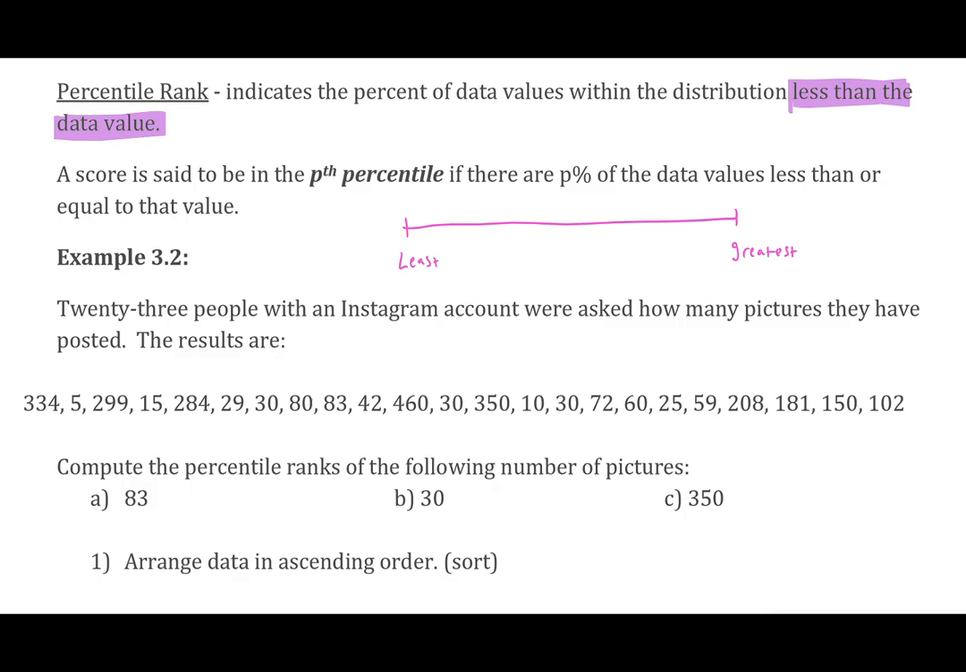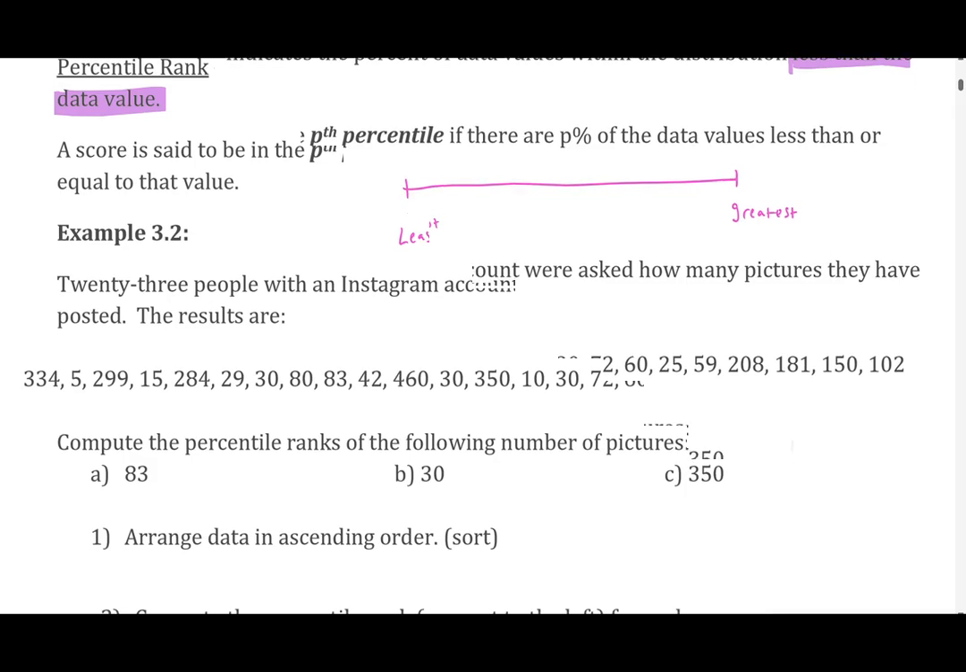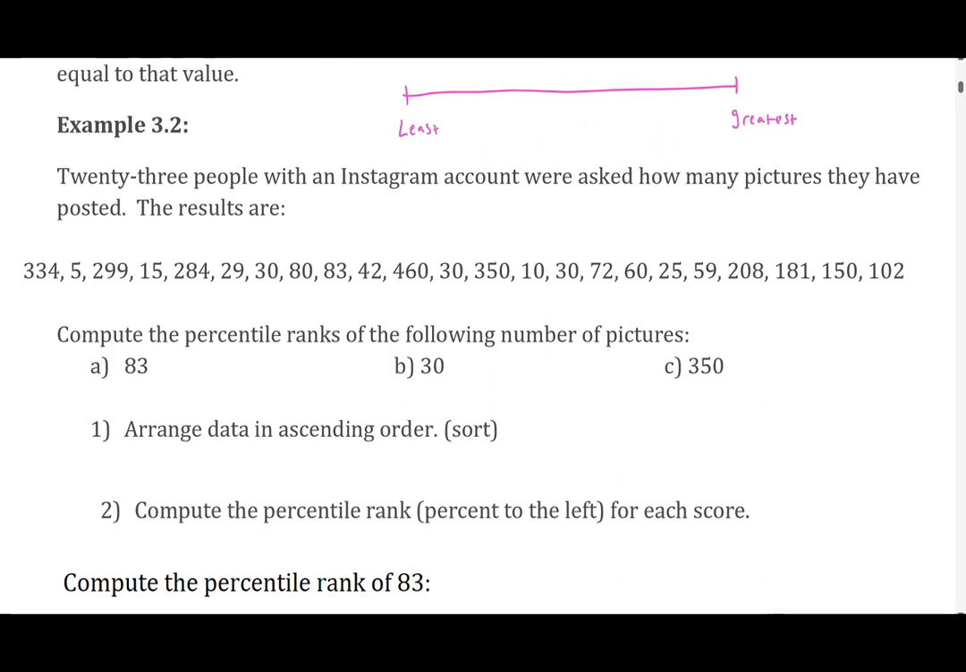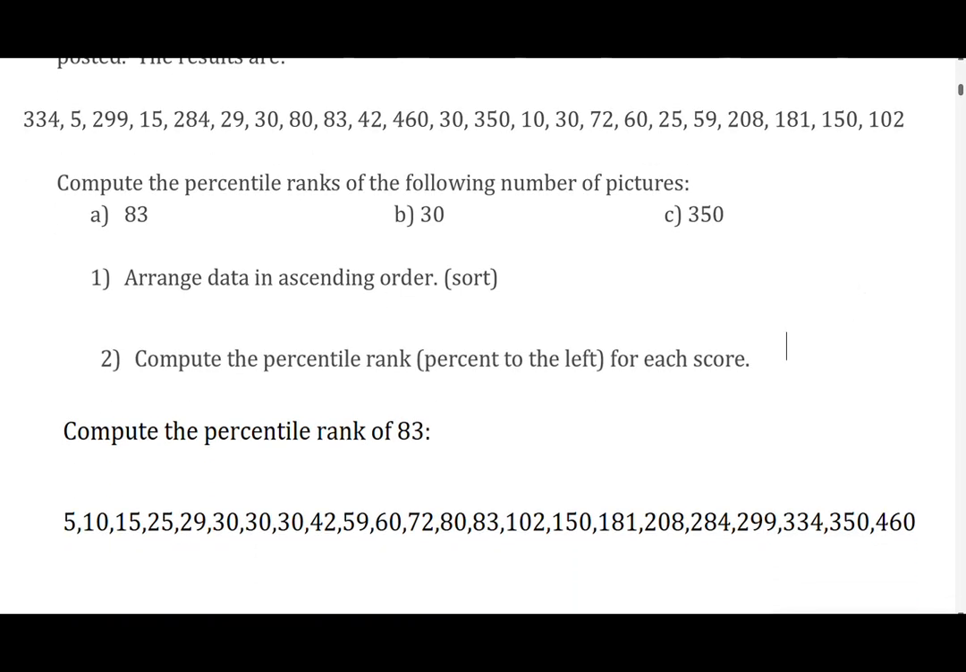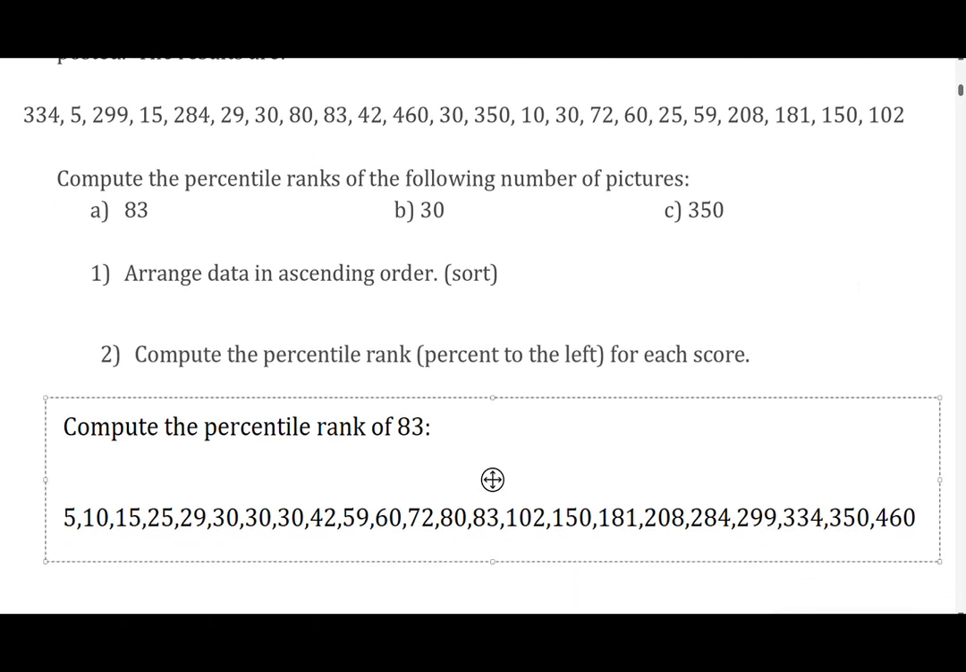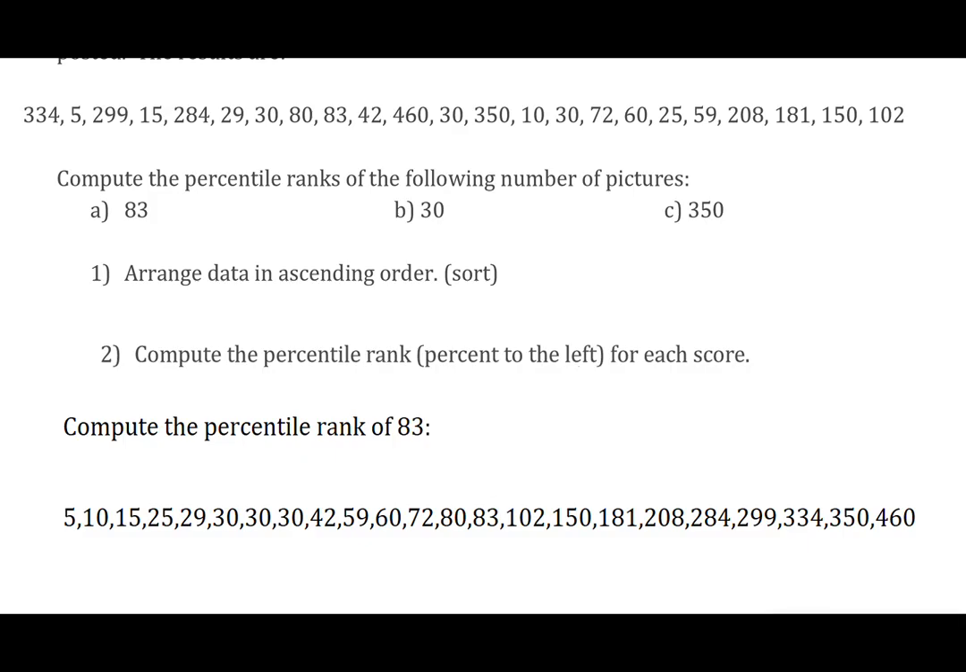Example 3.2 says 23 people with an Instagram account were asked how many pictures they have posted. The results are, and then there's a list of raw data here. Compute the percentile ranks of the following numbers of pictures. Well, in order for us to compute the percentile rank, first thing we need to do is arrange our data values in ascending order. I have done that already. And then the second thing we need to do is compute the percentile rank, or the percent to the left, for each score.